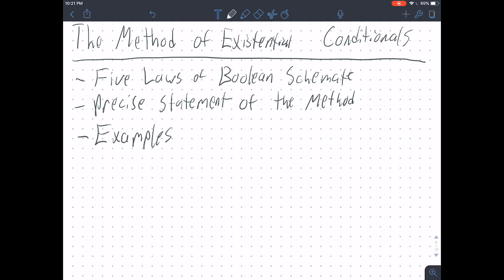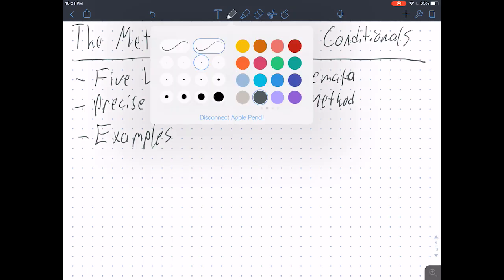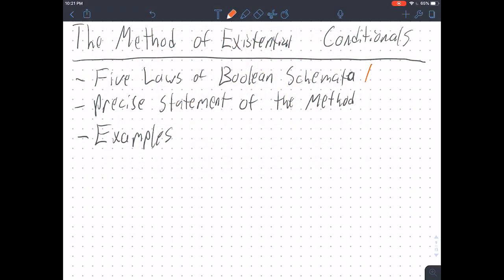Okay, so the meat of the method of existential conditionals consists in these 5 laws concerning validity in Boolean schemata of various sorts. So first, I'm going to go through those 5 laws, right? Then I'm going to give you a precise statement of the method of existential conditionals, and then I'm going to go through a few examples.